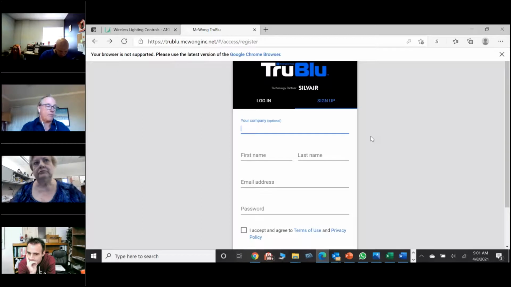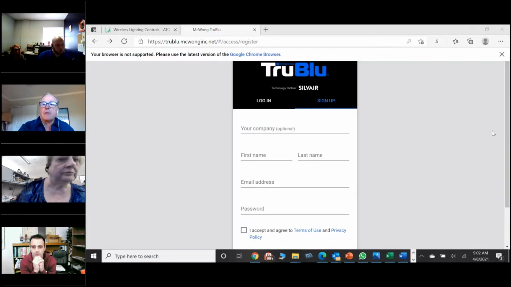Now, the last thing I want to mention for right now is that when it comes to the commissioning process, you will need an iOS device. That would be either an iPhone or preferably an iPad. So the commissioning at this point is contingent on an iOS device. That's not the case for the software on your computer to do that.